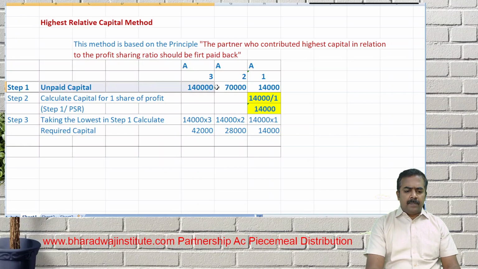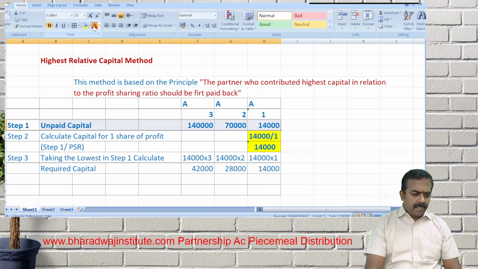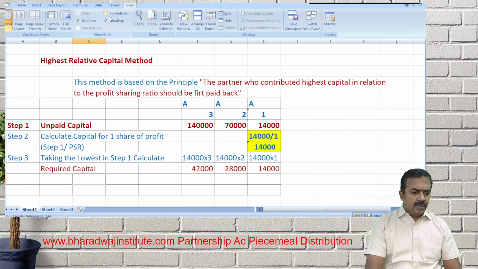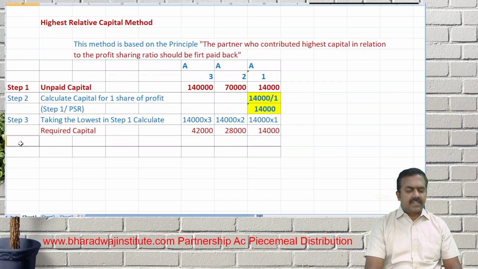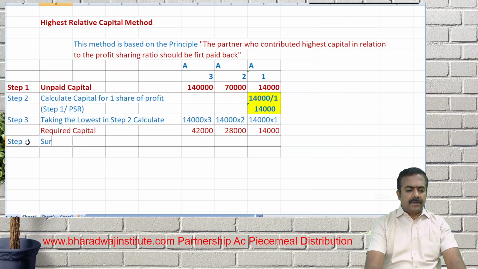So in step 1 we have the unpaid capital. In step 3 we worked out the required capital, based on the lowest capital. So now if you do this, you will get the surplus. Step 4. Taking the lowest in step 2, calculate the required capital. Step 4: surplus capital. What is the surplus capital?